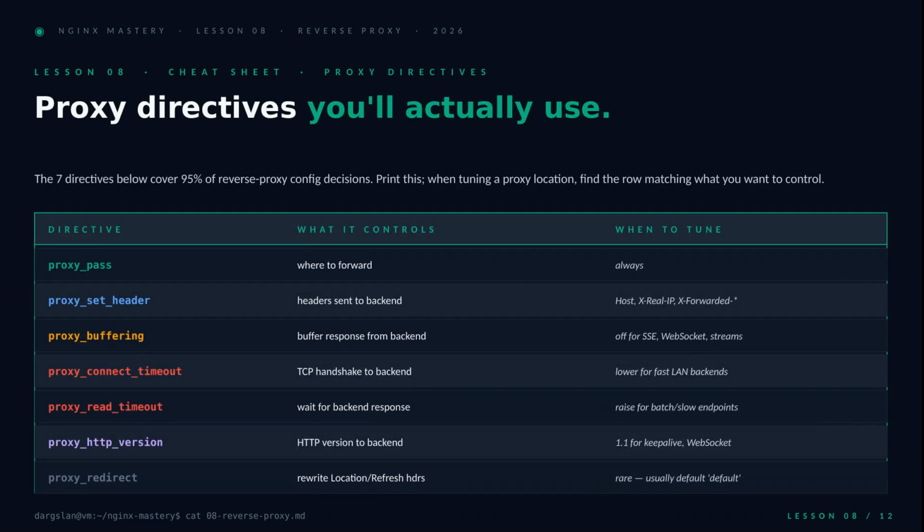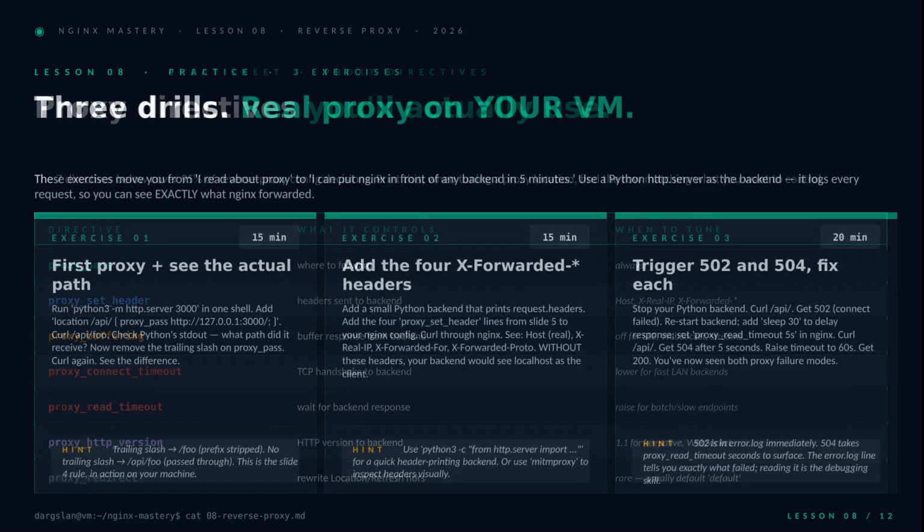So here's the cheat sheet. 7 directives that cover almost every proxy decision you'll make. proxy_pass is non-negotiable. proxy_set_header is where you fix host and forward the real client IP. proxy_buffering you turn off the moment you're dealing with SSE or WebSockets. The 2 timeouts handle your network reality. Drop connect_timeout on a fast LAN, raise read_timeout for slow batch endpoints. proxy_http_version 1.1 unlocks keepalive and WebSocket upgrades, and proxy_redirect you'll almost never touch. Screenshot this one.